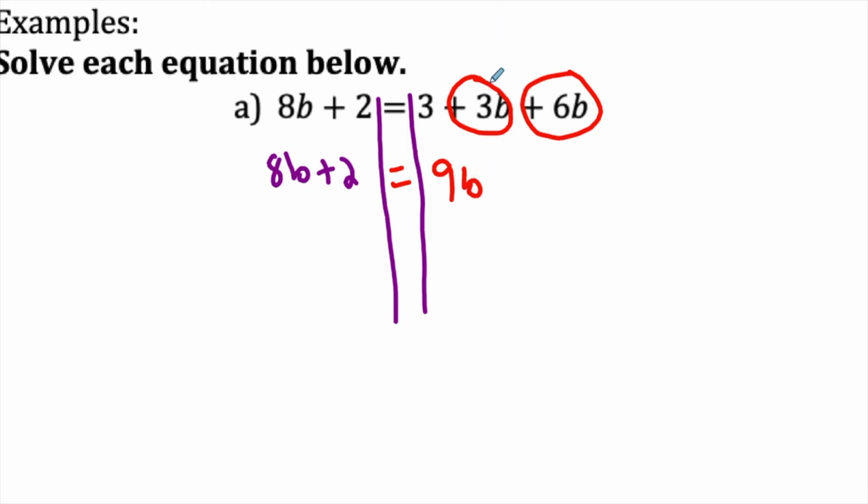Remember, all we're doing is adding the numbers out front. 3 plus 6 equals 9. We're not multiplying, so we don't change the exponent. And then I have this plus 3. I have a positive 3, so plus 3, that's from this guy right here.